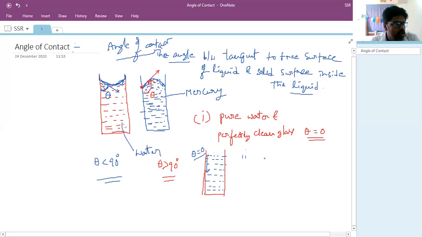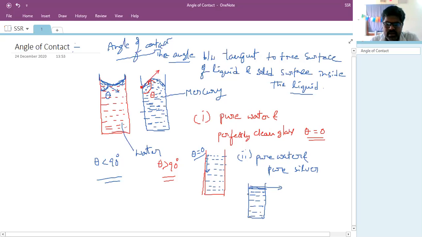Second case is pure water and pure silver. Silver is the metal, and in that you fill the water. Then in the silver, the water is exactly at a horizontal level. Then the tangent is like this, and the angle is 90 degrees. Then theta is 90.